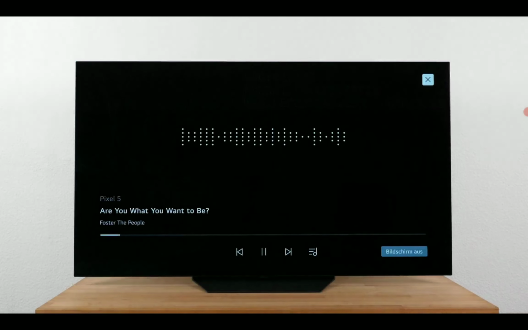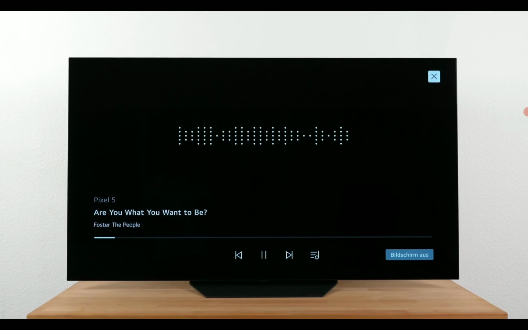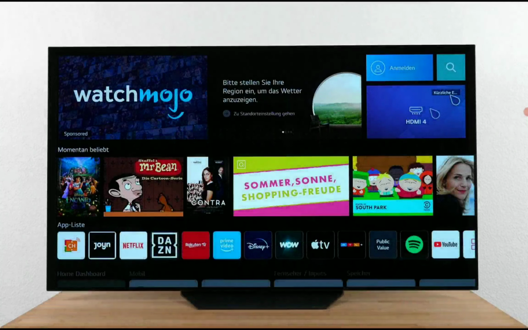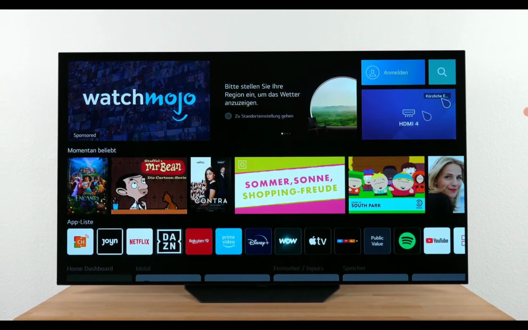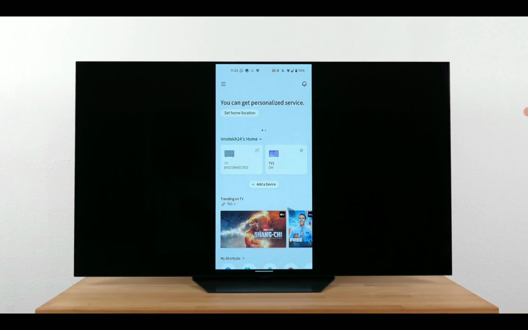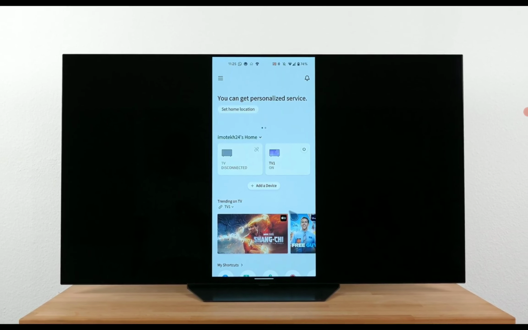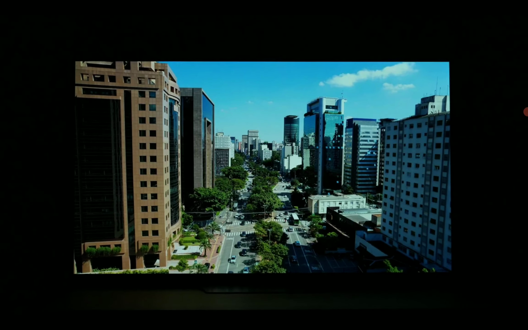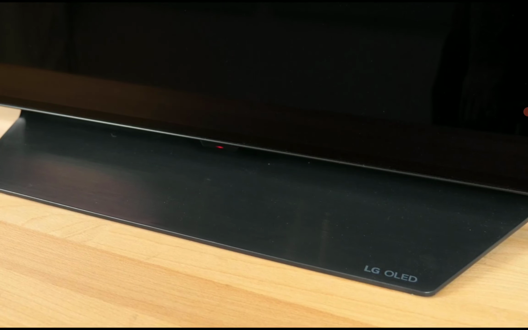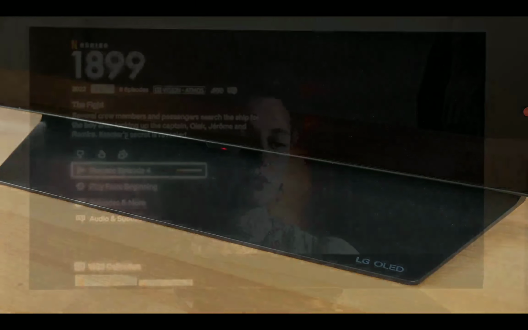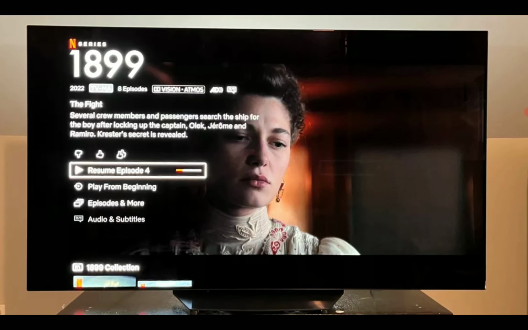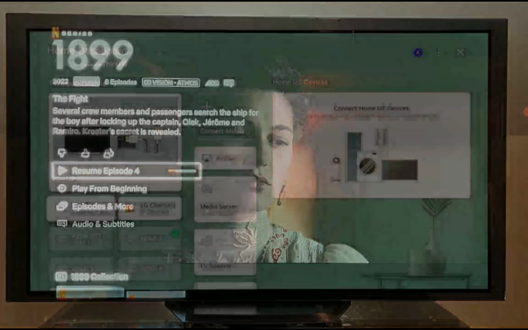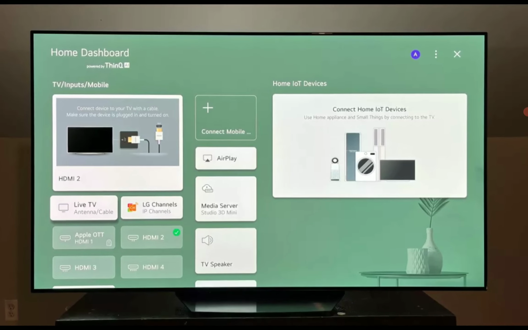Now, the other thing again is that the B3 is going to be a bit dark. When you have the B3, it's not going to have the brightness output that the C3 already comes with. So if you're someone that needs a very, very bright screen, you get yourself the C3. It's very, very important.